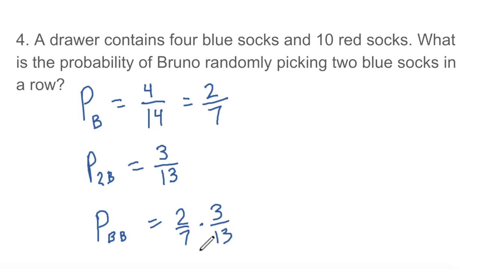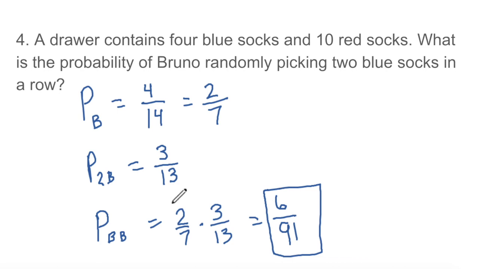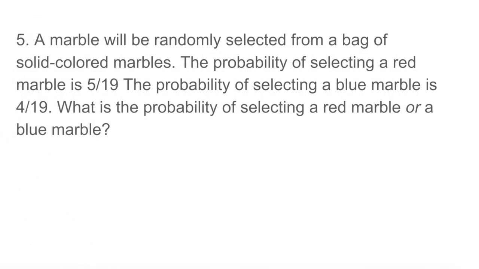So we just multiply those two probabilities of those two events together. And here we just multiply the numerators and we get 6. We multiply the denominators and we get 91. So our probability here of 2 blues in a row is 6/91.